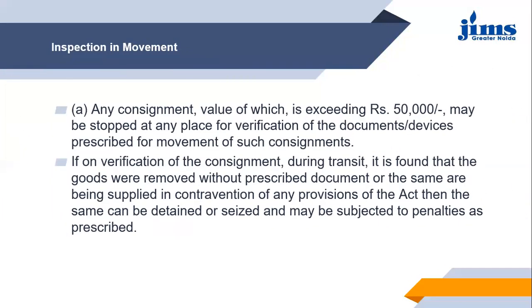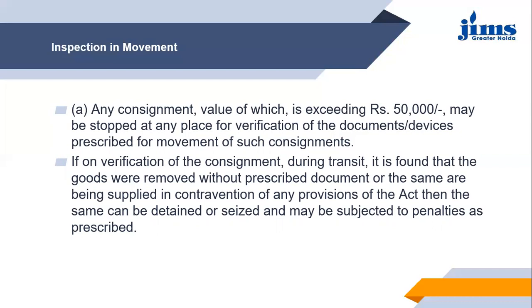Then it says inspection and movement. First point, any consignment, the value of which is exceeding 50,000, may be stopped at any place for verification for movement of such consignments. So any quantity of goods having value more than 50,000 can be stopped at any place, and inspection can be done without any written authorization also.